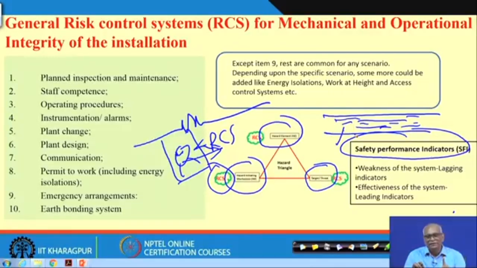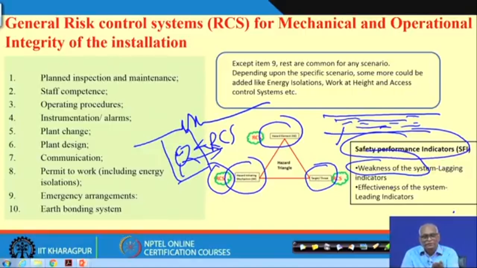The performance indicators which will help the OHSMS are these: you should know the weakness of the system, not the failure of the system. You have been hearing that failures of the systems are the performance indicators. No, they are not the real performance indicators. Weakness of the system. If you know the weakness of the system, then you can take corrective actions during the weakness of the system, so that failures will not happen. They are called the lagging indicators.